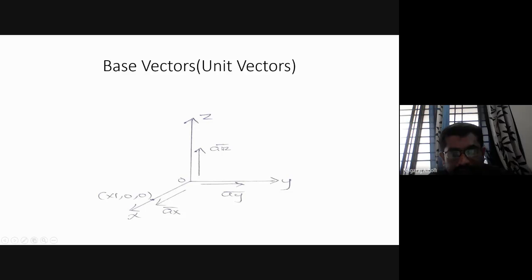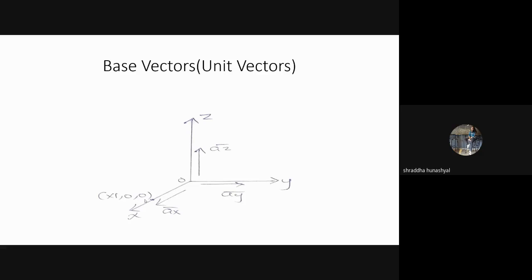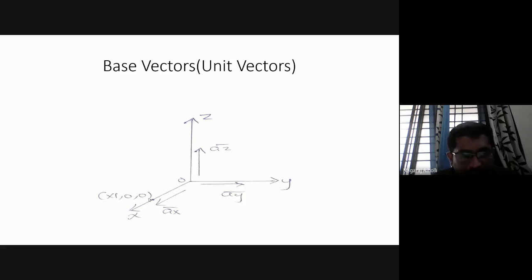Now on this system, if I consider a point x1, 0, 0, where will it appear? The coordinate x1, 0, 0. Can anybody tell me the answer? On x-axis, sir. On x-axis, very good. Because we only have the x coordinate, y coordinate is 0, z coordinate is 0. Is it not? So it appears on the x-axis.